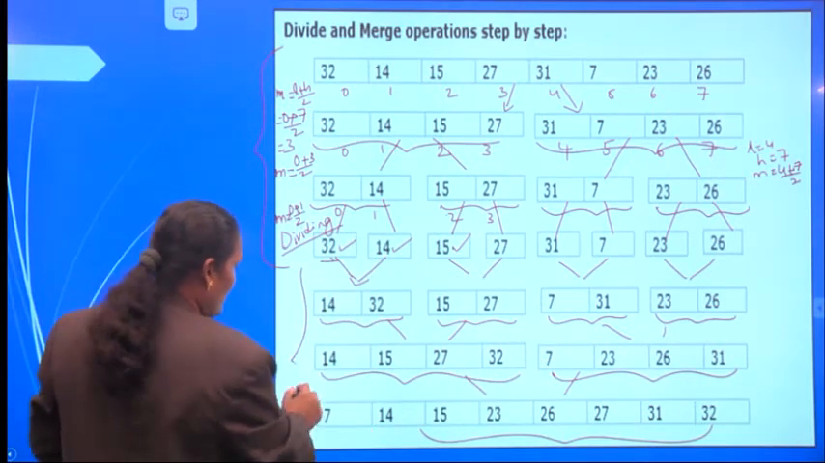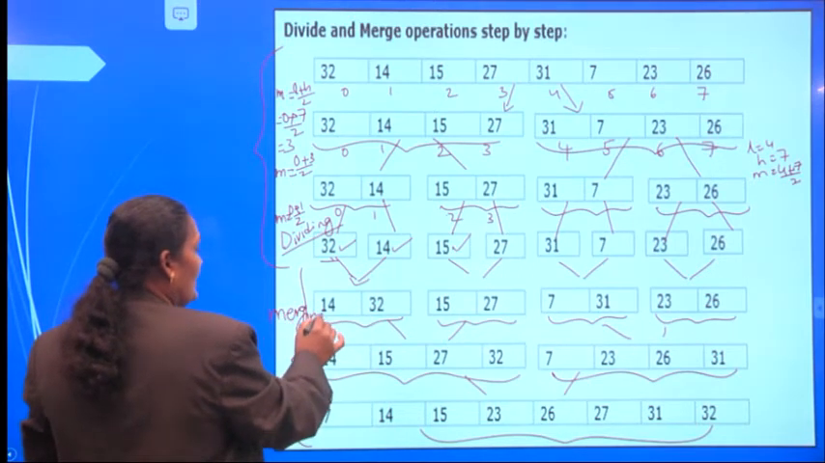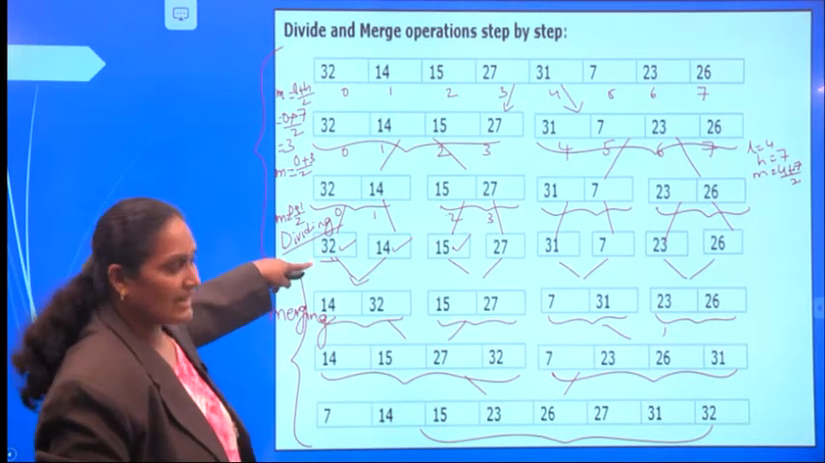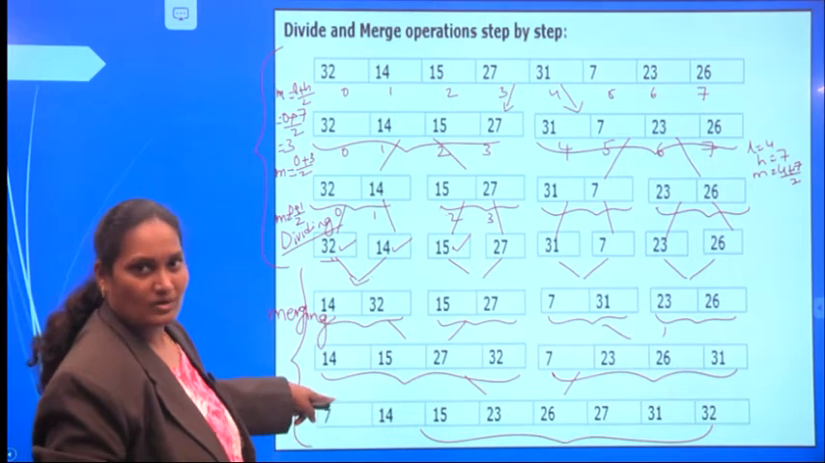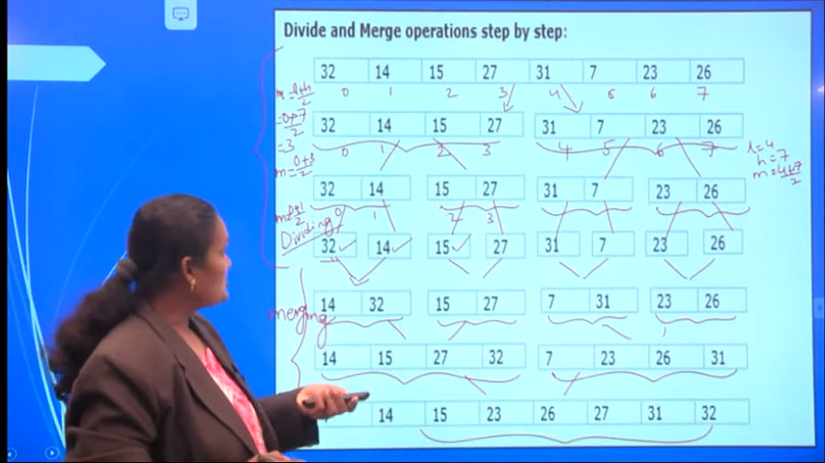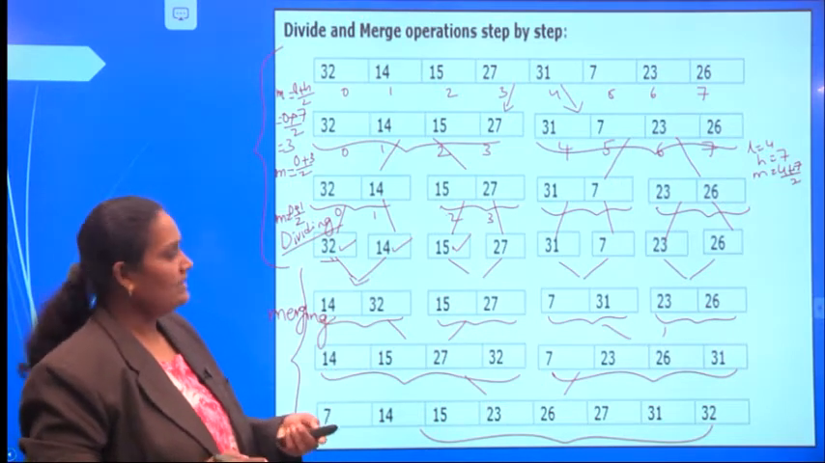So, all these steps indicate the merging process or conquering process. Till this, this explains the dividing process, and this explains the merging process or conquering process. I hope you all understood how to solve the merge sort problem, or how to sort the given array by following merge sort.